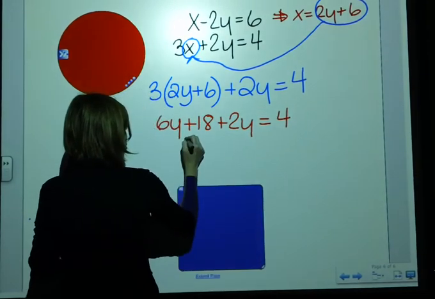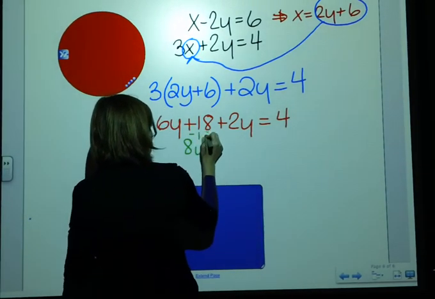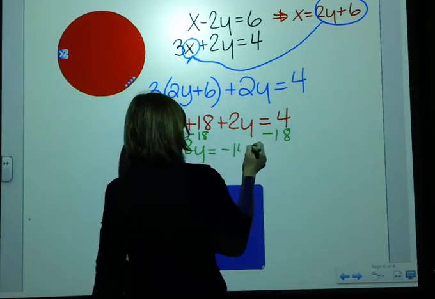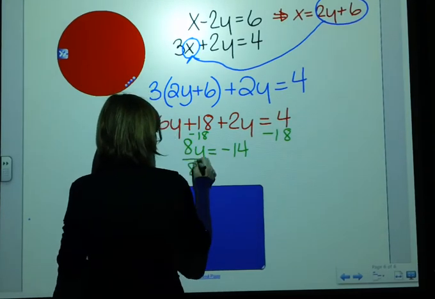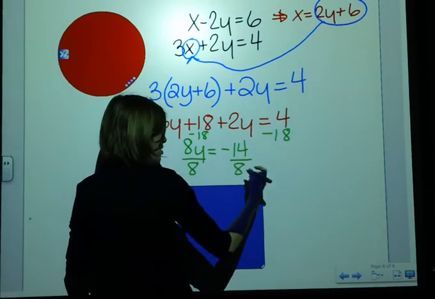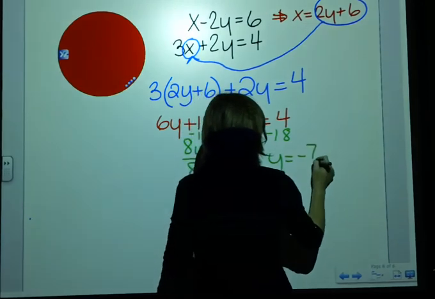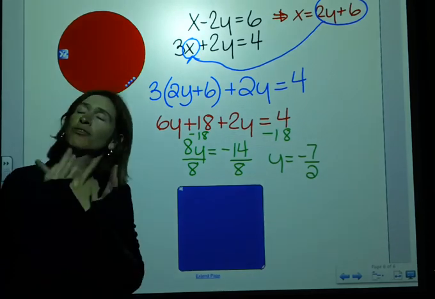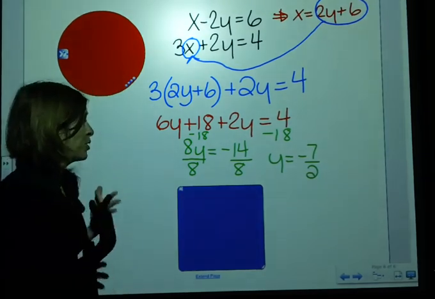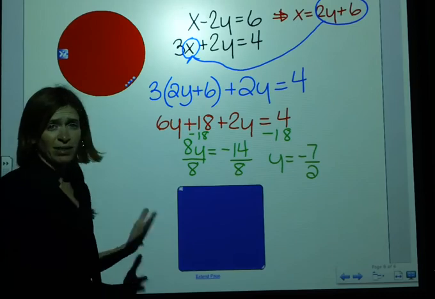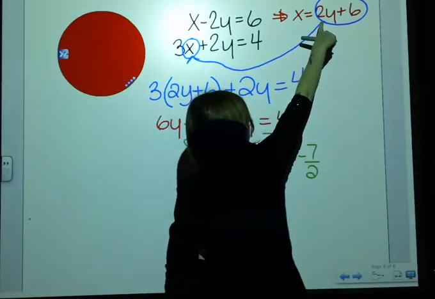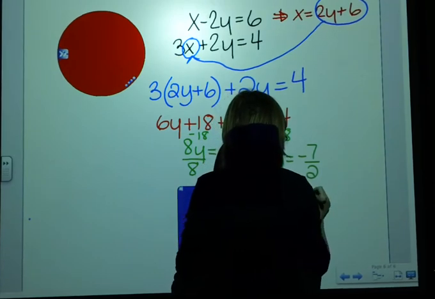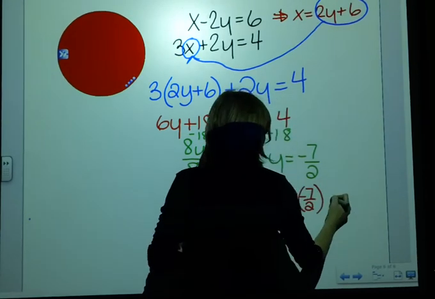Then I combine the like terms, 8y, I'm going to subtract 18 to the other side, and I'm going to get 8y equals negative 14. I'm going to divide by 8, and I'm going to simplify, so y equals negative 7 over 2. Now it's a fraction, and yes, fractions are answers, so don't be afraid if you get an answer that's a fraction, but now I still have to find x, so I'm going to plug it back in up here, and I get x equals 2 times negative 7 over 2 plus 6.